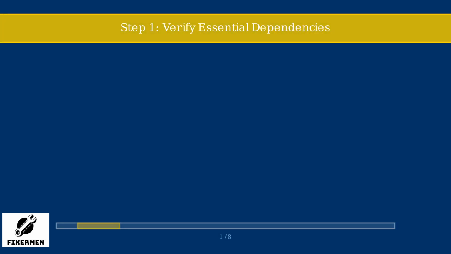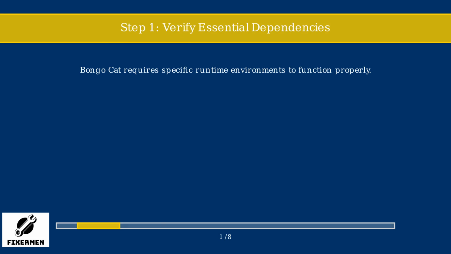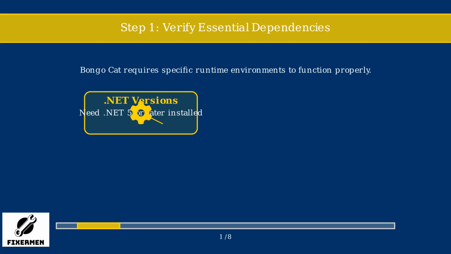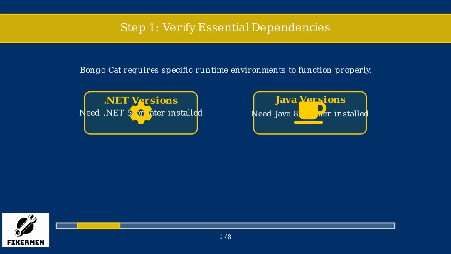The first step in resolving the missing executable error is to verify that you have the essential dependencies installed. Bongo Cat comes in different versions, and each requires specific runtime environments to run properly. For the .NET versions of Bongo Cat, you need to have .NET 5 or later installed on your system. This provides the necessary framework for the application to execute. For the Java versions, you'll need Java 8 or later installed. Java provides the virtual machine that allows the Java-based Bongo Cat to run across different operating systems.